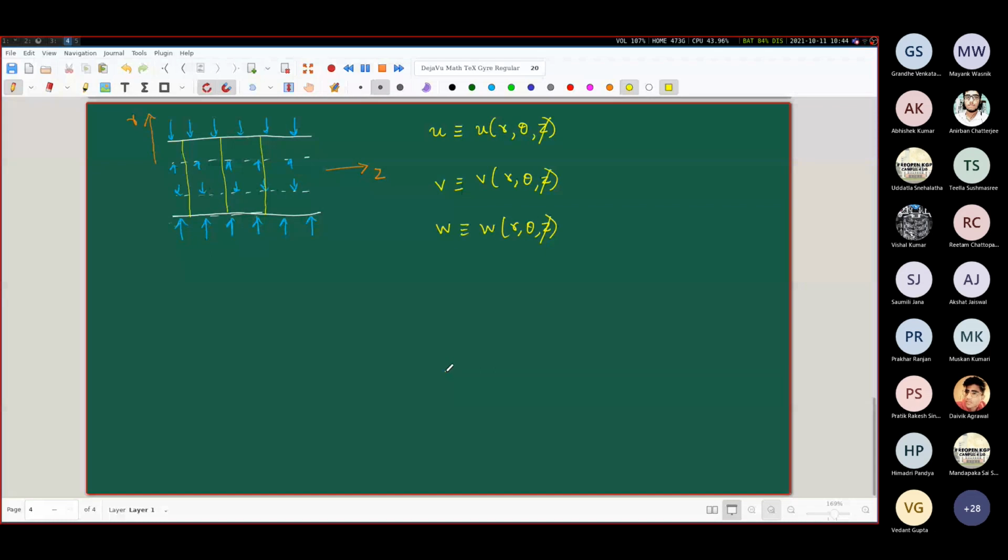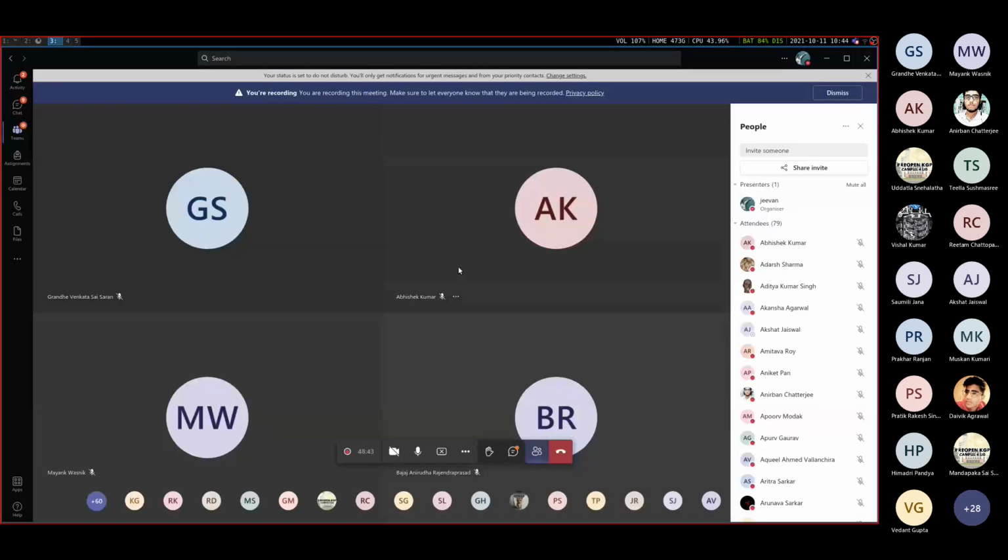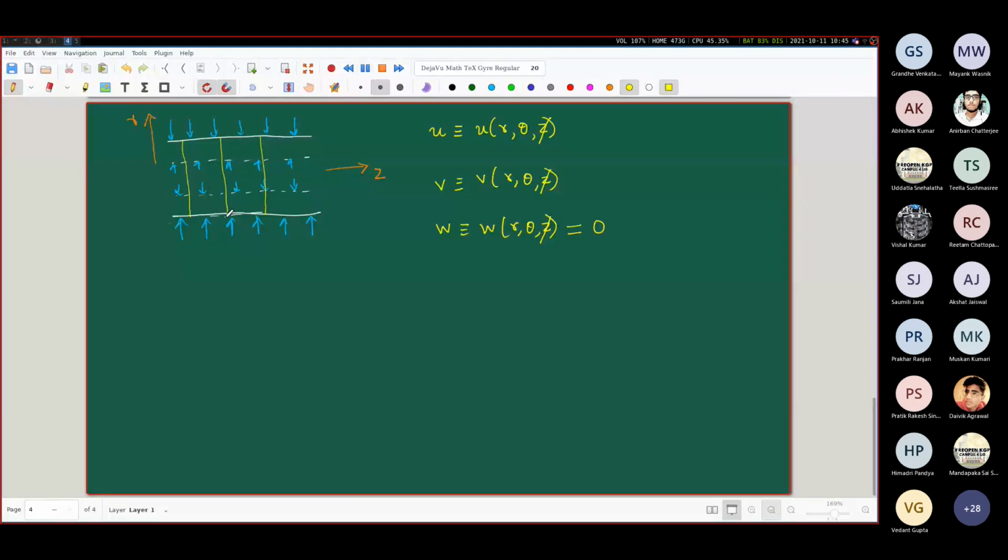Next, can I not say that... The next thing that we are going to say is that w itself is going to be identically equal to 0. So there is no variation along the z direction, and there is no displacement along the z direction. So w is perfectly equal to 0. Now you have these two things, that u is a function of only r and theta, and v is a function of only r and theta. What does that mean?